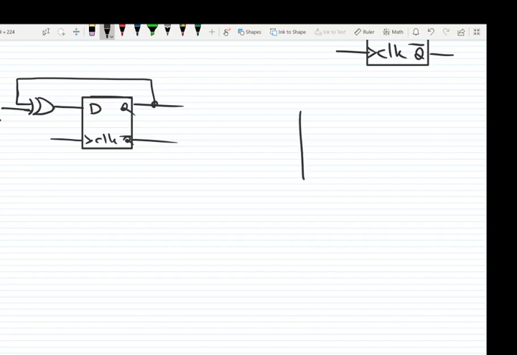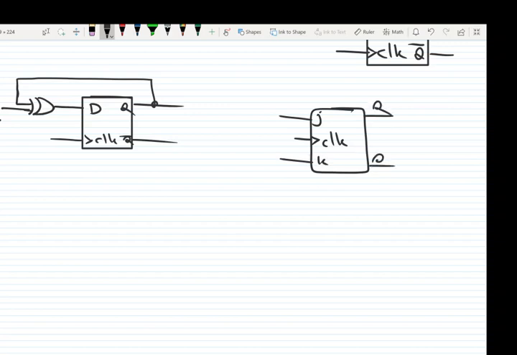And if we want to create a T flip-flop using a JK flip-flop, what we can do is simply use a JK flip-flop with clock input, J and K inputs, and of course the output. It's very simple. Using a JK flip-flop, we can simply connect both inputs together, and it's a T flip-flop.